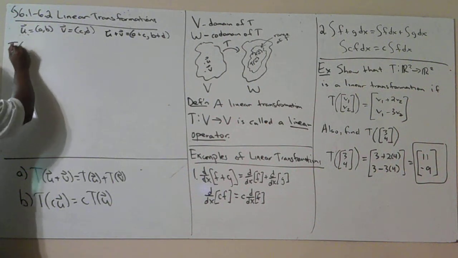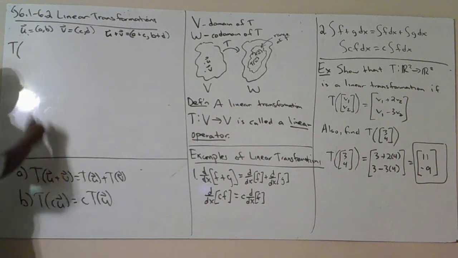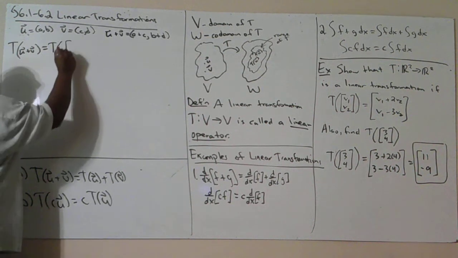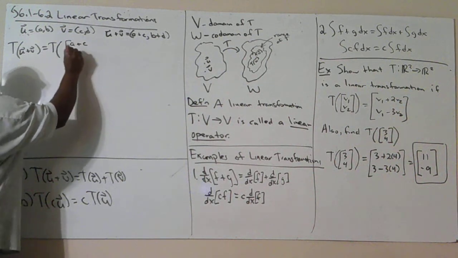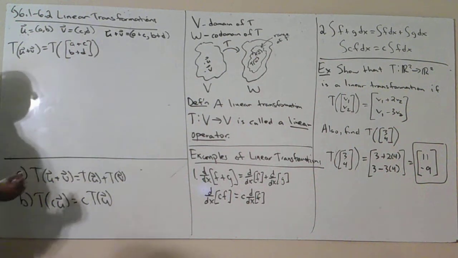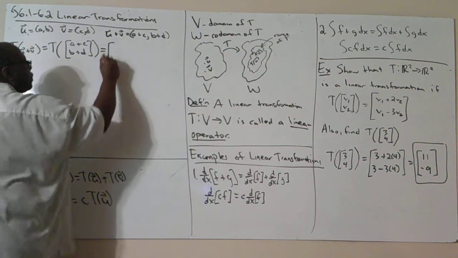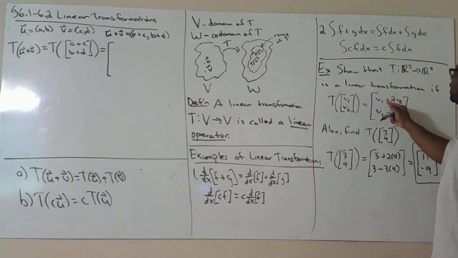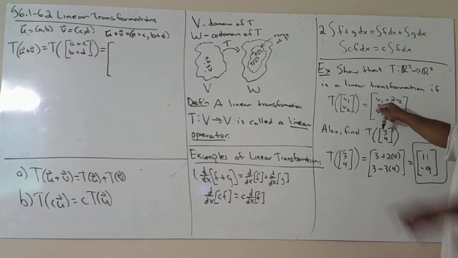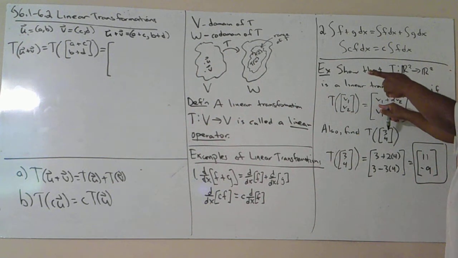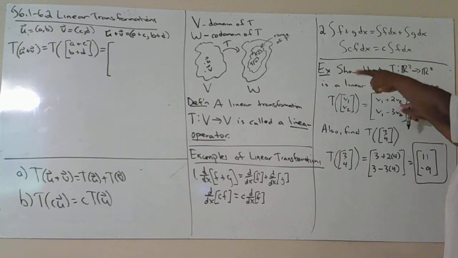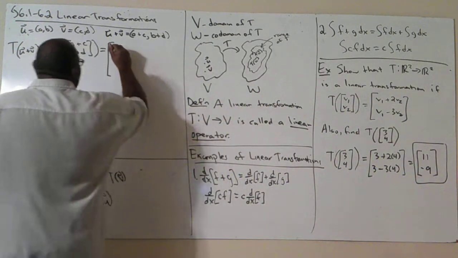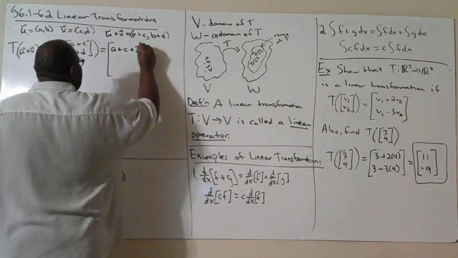So T of U plus V is what I want to do here. That's going to be T of (A plus C, B plus D). Let's plug it into this formula, right? So essentially, V1 is my first coordinate. V1 is going to be A plus C here, plus 2 times V2, which is my second coordinate, B plus D. So I'm going to have A plus C plus 2 times (B plus D).